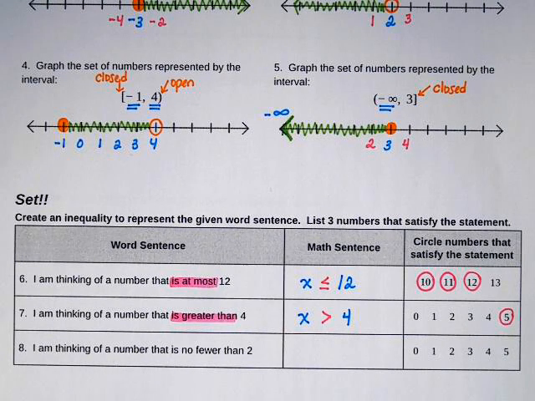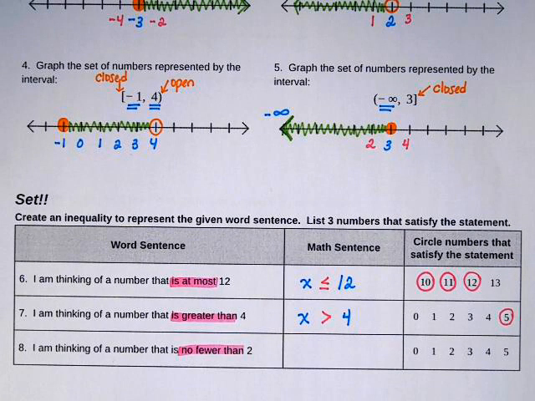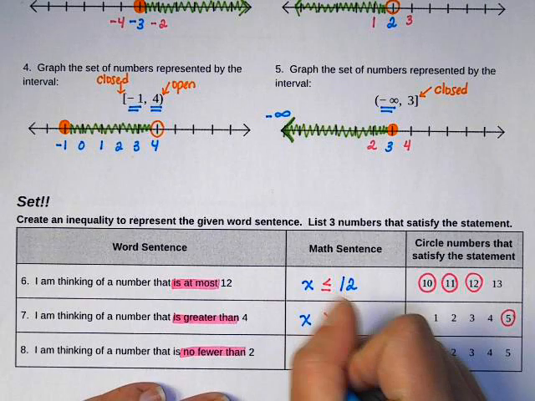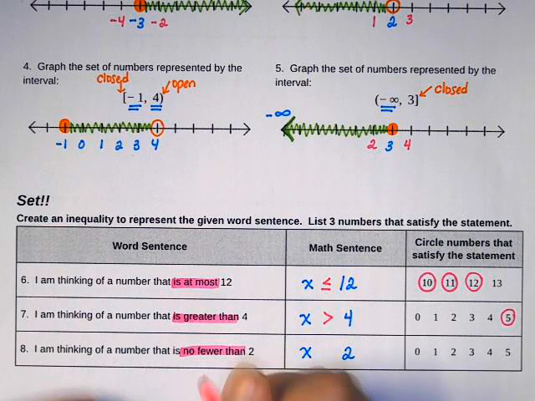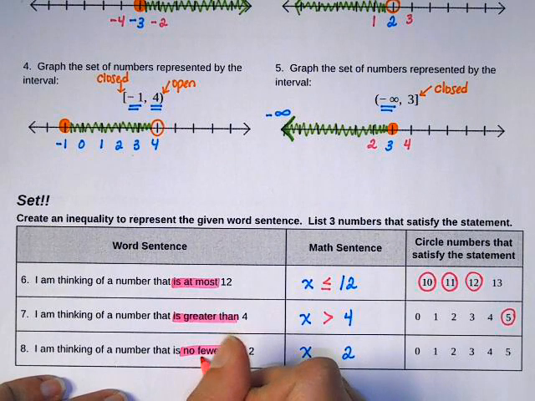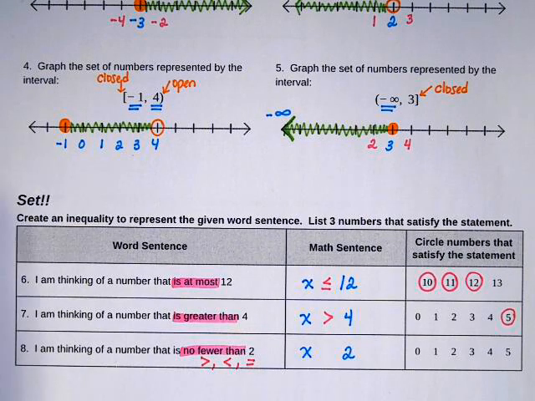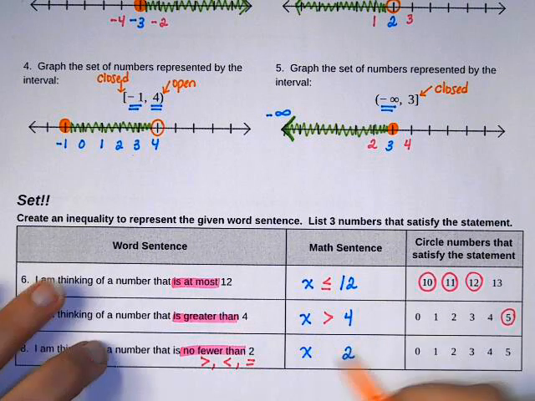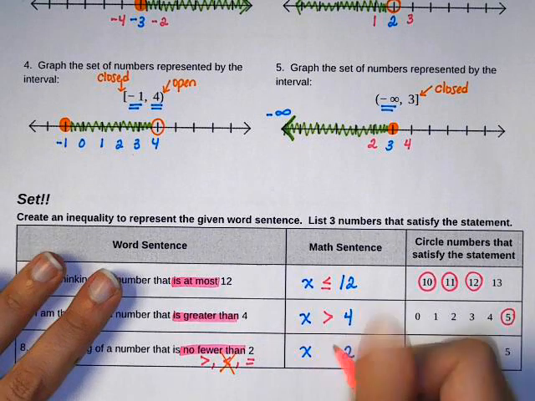Next, it says, I am thinking of a number that is no fewer than 2. Now, no fewer means that we don't want numbers that are less. So I'm thinking of a number that is no fewer than 2. If we think about having 3 options, we have the numbers that are bigger, the numbers that are smaller, and the numbers that are equal. No fewer means we don't want the less than. But we are still left with 2 options, greater than or equal to.